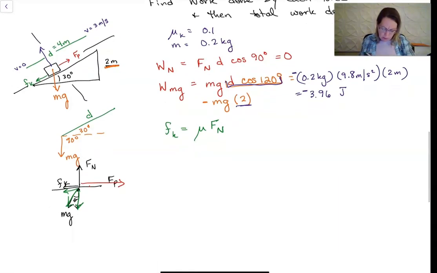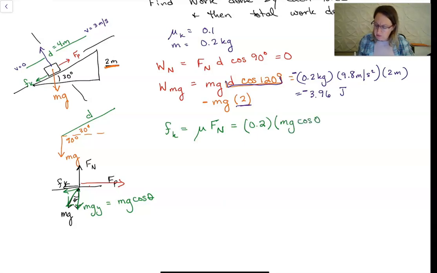So this normal force is equal to the mg y component, which is mg cosine of the angle. So this is equal to 0.2 times mg cosine of theta. That's our friction force.